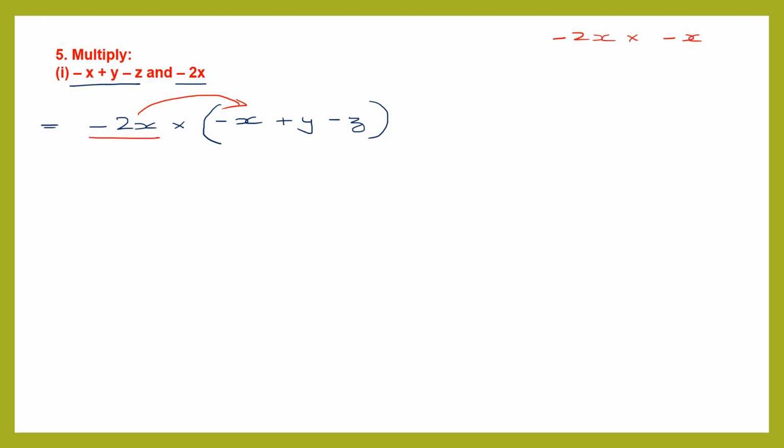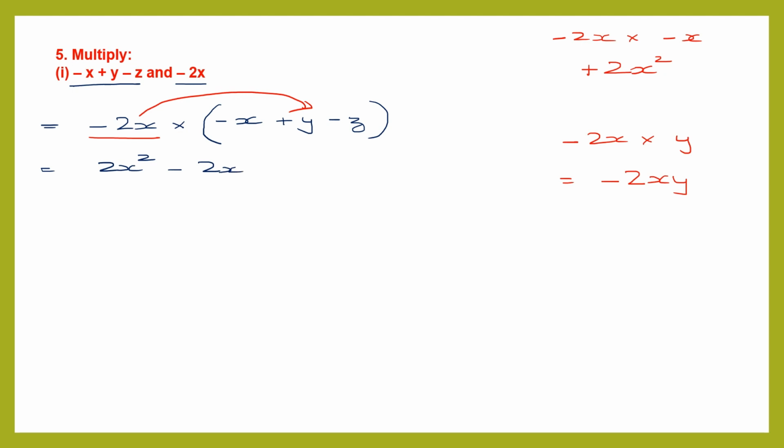So first let's multiply the signs. Minus into minus is plus. Then the number is 2. And then x into x is x square. So what do we have there? Plus 2x square, or we can simply write 2x square. So we finished multiplying the first term. Now let's multiply the second term. So what are we multiplying? Minus 2x into y. So this will be minus 2x, only one x and only one y. So that's minus 2xy. So we finish multiplying with the second term.